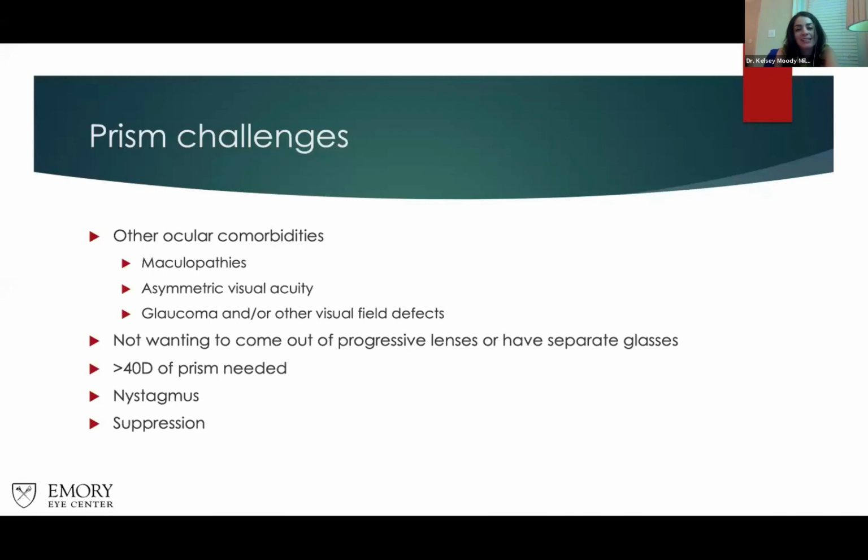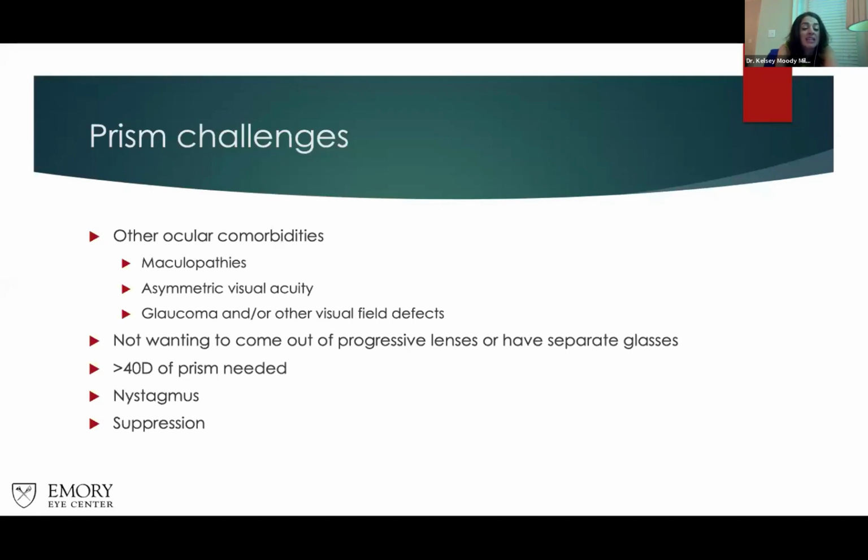A big challenge I see is patients not wanting to come out of their progressive glasses or have 2 separate glasses because it can be challenging to them. Typically, it's the biggest complaint that I have for patients, specifically when they go to the grocery store, they have to change their glasses, and that's really cumbersome. But sometimes I'll let them try doing it in a progressive, and 9 times out of 10 it's unsuccessful, and then they end up going back to the 2 pairs of glasses.